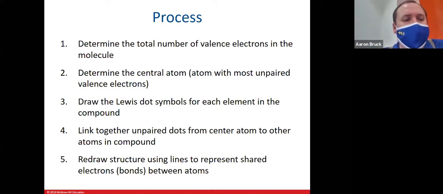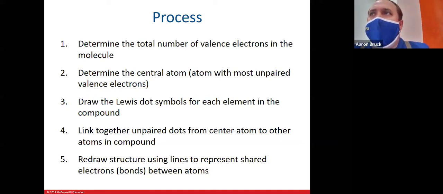The next thing I do is to draw the Lewis dot symbols for every element in the compound. And once I do that, then I start linking them together. I take that center atom, I start linking it out to the unpaired electrons of the other atoms. And then I redraw it by putting lines in the place of those dots that were linked together.